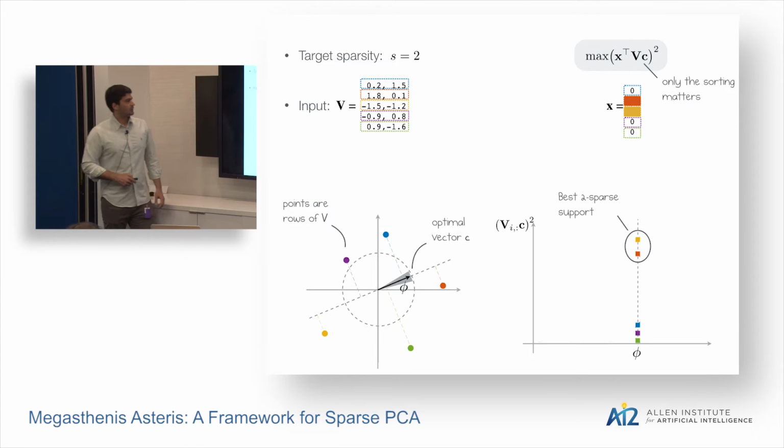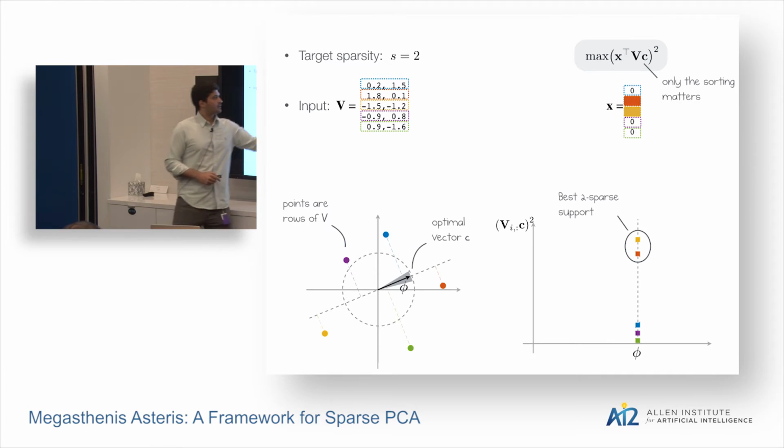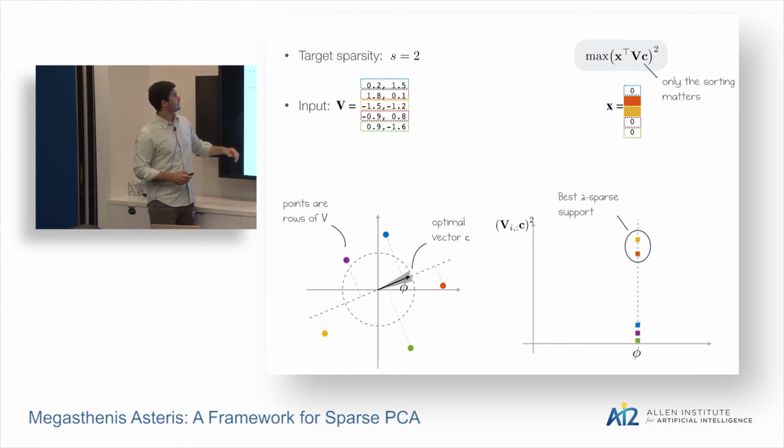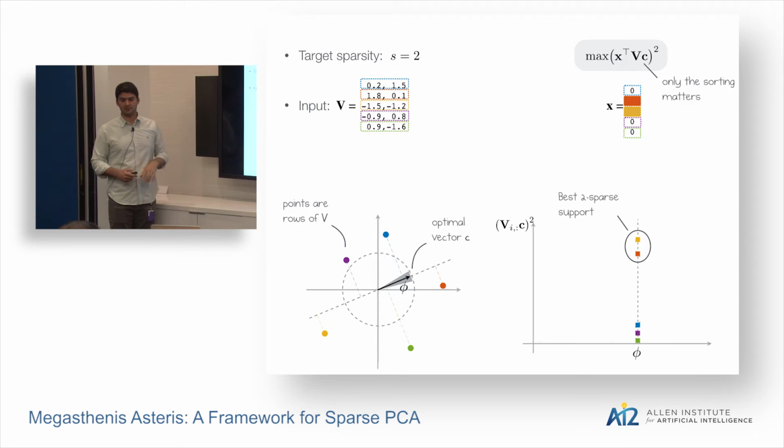Okay, so let's go through an example to see how we will actually solve this problem. This is my objective function. I have just written the maximization on, this is a maximization on both x and c. We are given this input matrix V, it's 5 by 2, because we are looking at the rank 2 case. And let's say that again my target sparsity S is equal to 2.